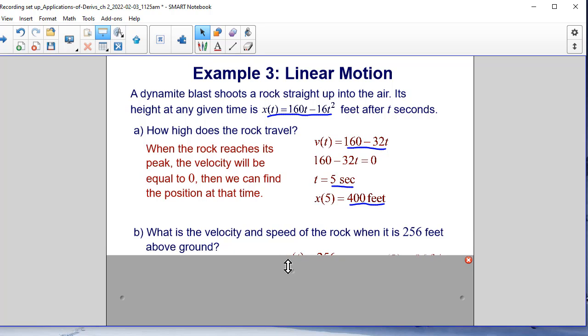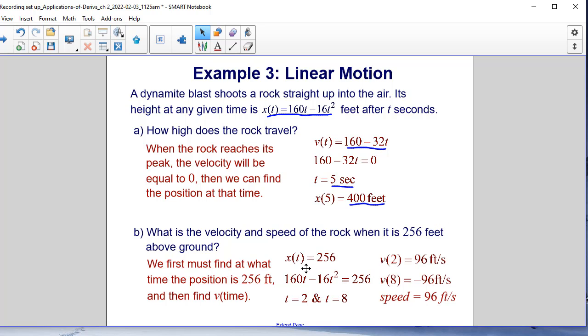Now we want to find two things. What is the velocity and the speed of the rock when it is 256 feet above the ground? Okay, so we start off with the position. x of t has to be equal to 256 feet. So I take our original, 160t minus 16t squared is equal to 256 feet. Sorry about that, I did not mean to say t.